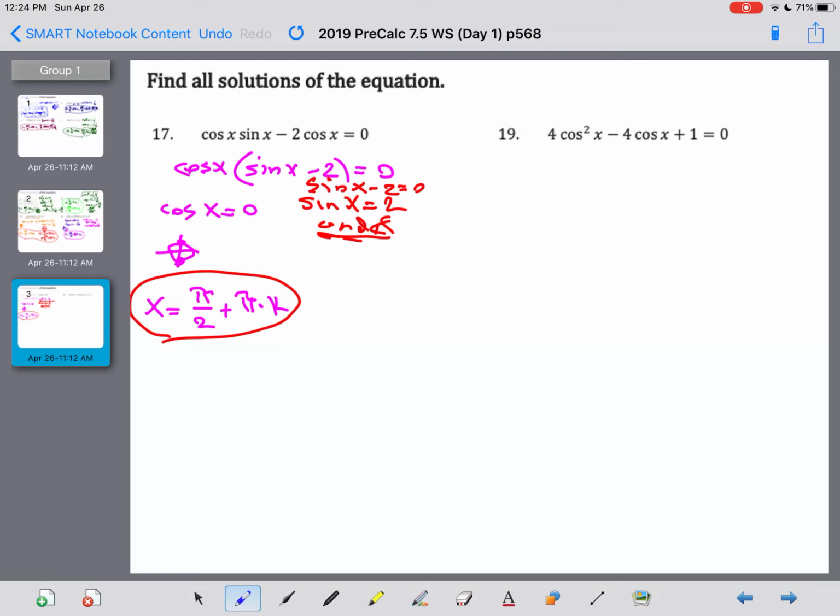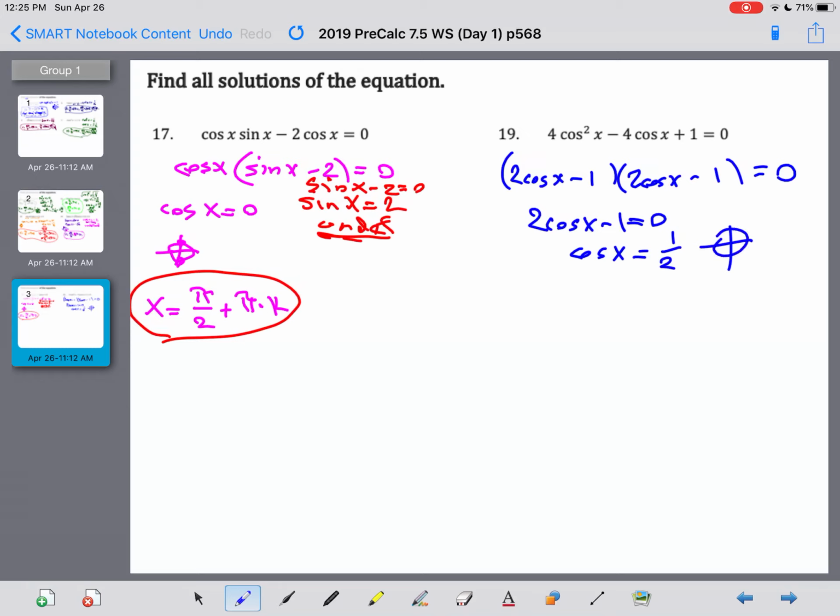Again, factoring problem here. So I can do 2 cosine x minus 1 equals 0. This is a squared binomial. So in either case, I'm going to get 2 cosine minus 1 equals 0. Add 1, divide by 2, so cosine x equals 1/2. Unit circle can be here and here. They're not diagonal, so I'm going to have 2 solutions here.